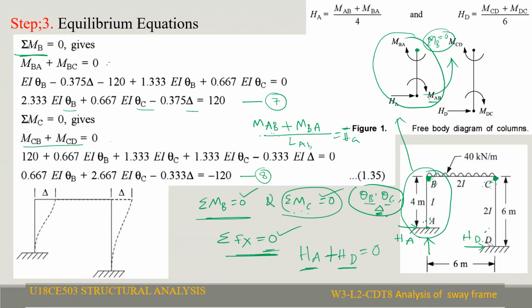Similarly, for the calculation of HD, you take the moment about C. You draw the free body diagram of the second column and take moment about C equal to 0. You are going to get HD equal to MCD plus MDC by L. So that is the formula. Otherwise, you can remember MAB plus MBA by L.